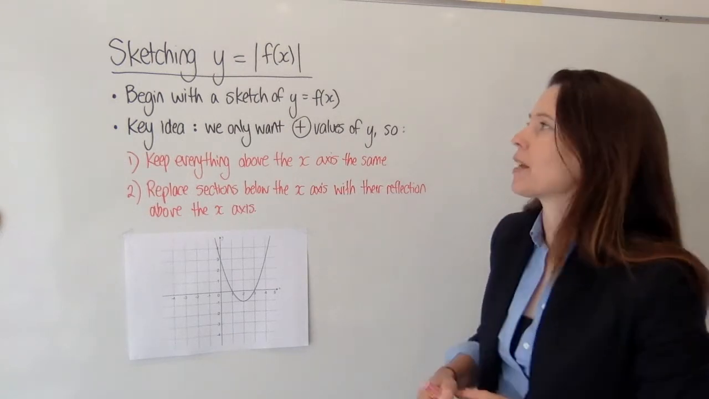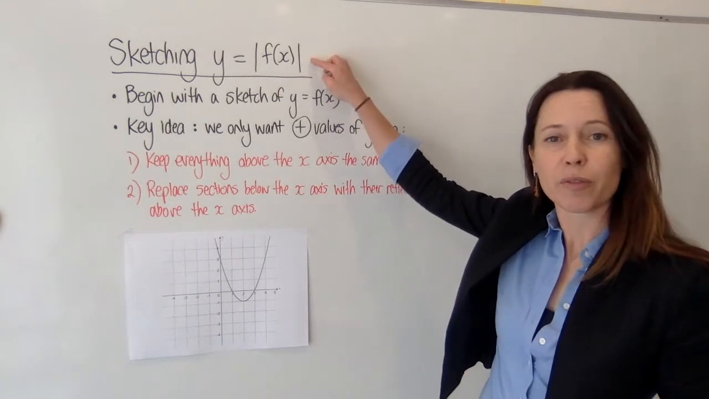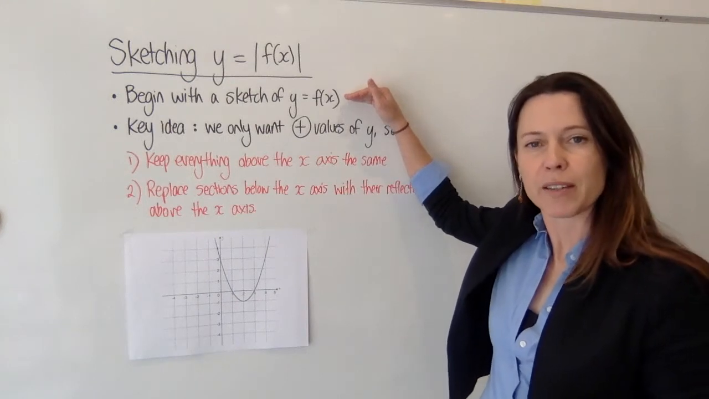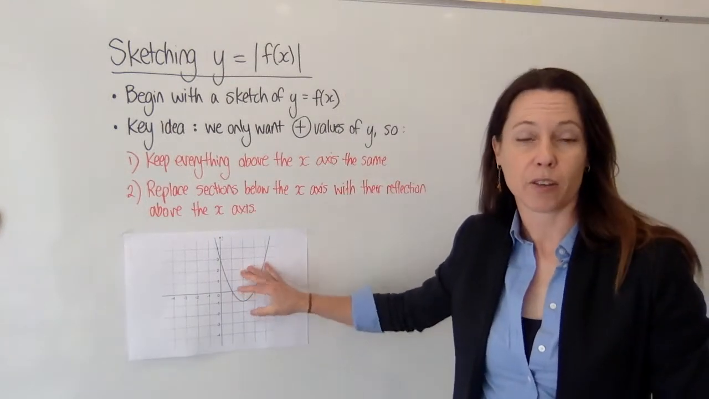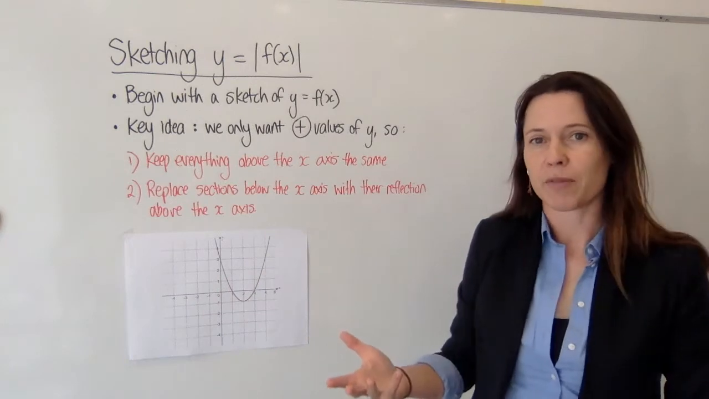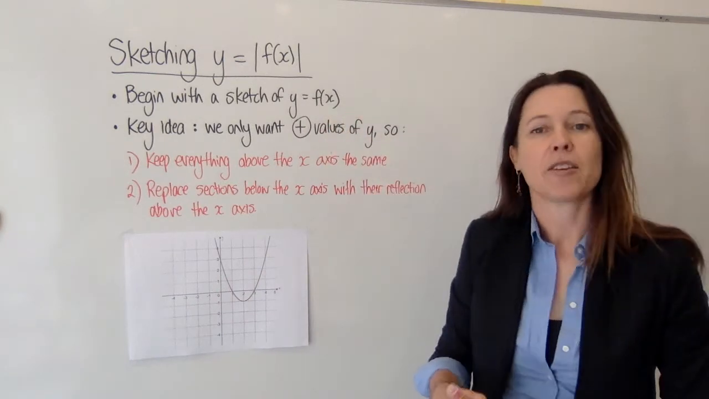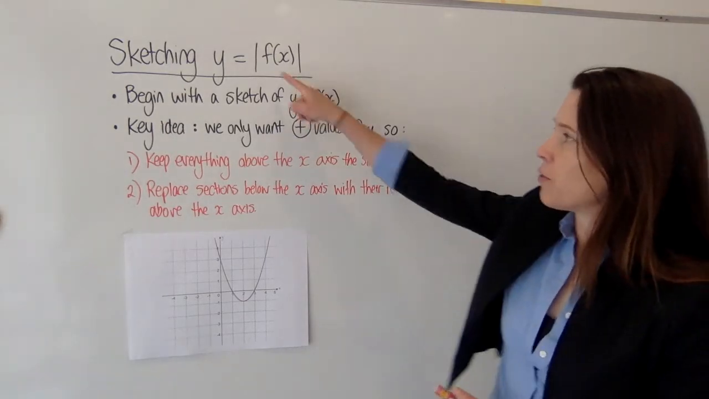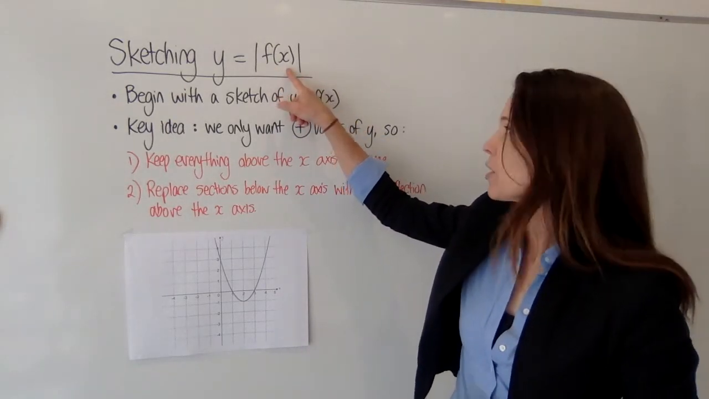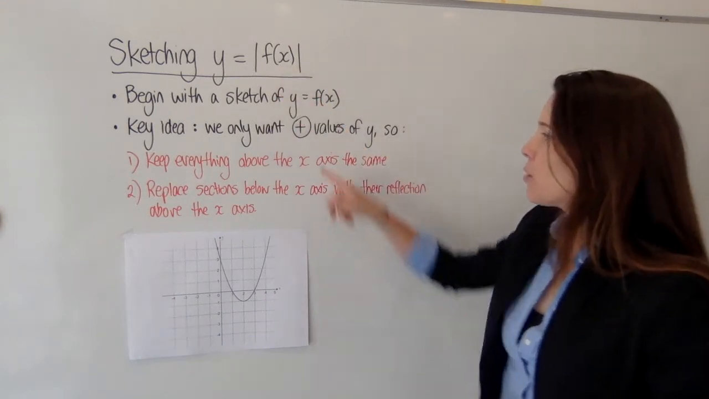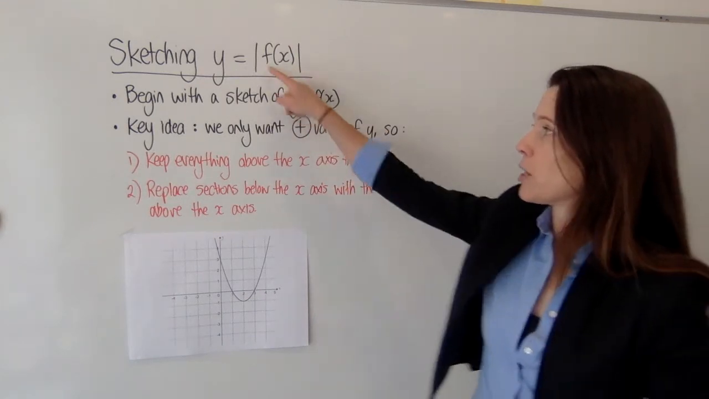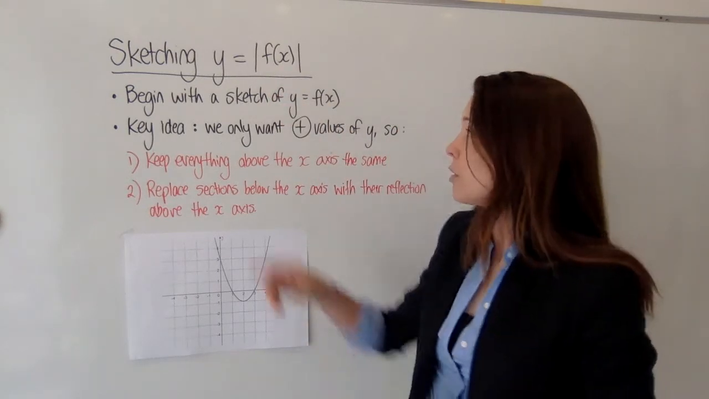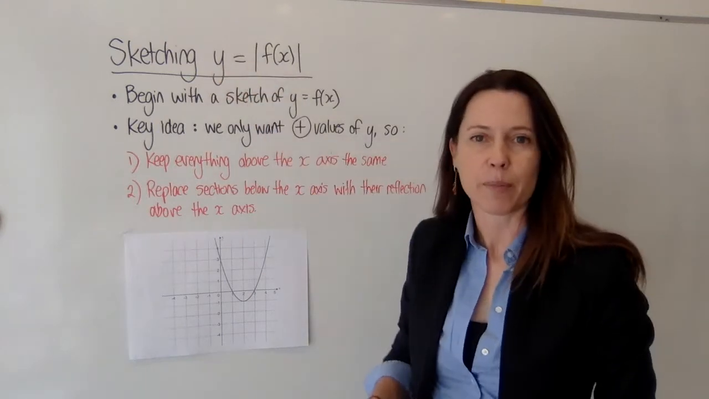For the first one, we're sketching y equals the absolute value of f of x. So we're going to start just with a sketch of y equals f of x. You'll either be given one in your question and have to work from a graph, or you might be given the equation of y equals f of x and you can start by graphing that. Either way, the key idea is that if we are taking the absolute value of f of x, then we only want positive values of y, because we know that putting these absolute value brackets around something makes it positive, even if it wasn't before. And that tells us that y must be positive.